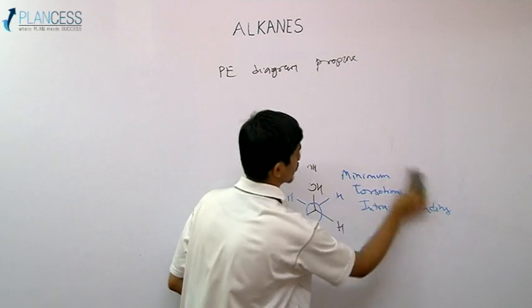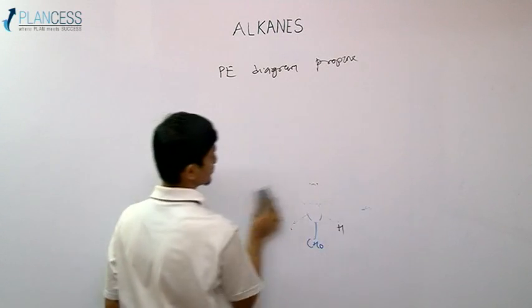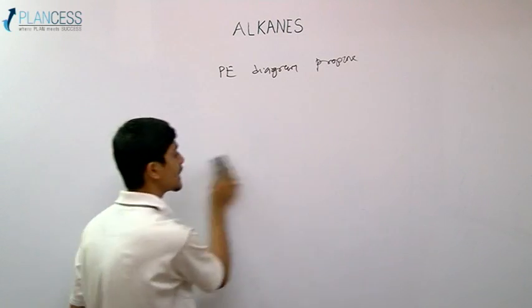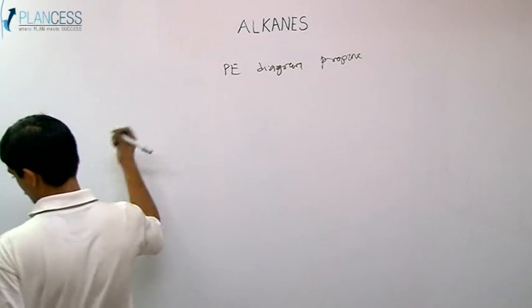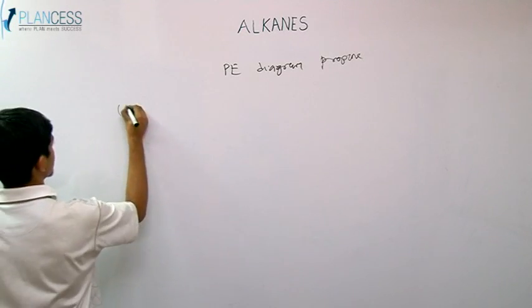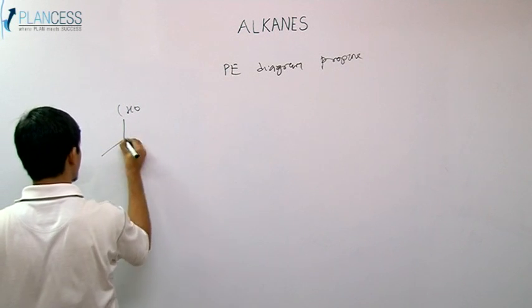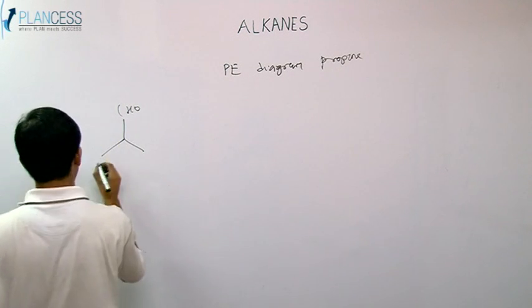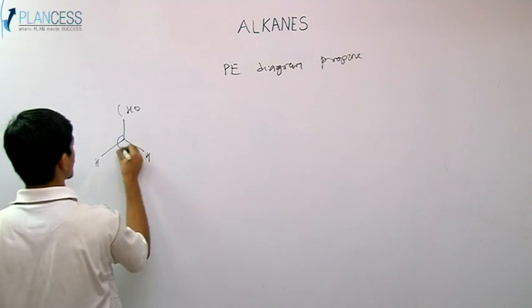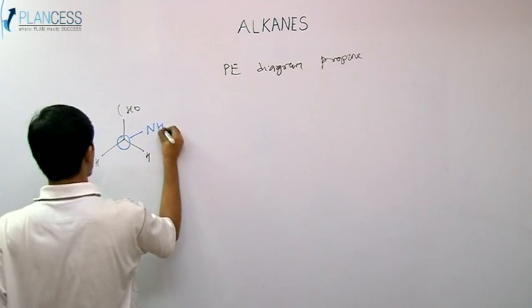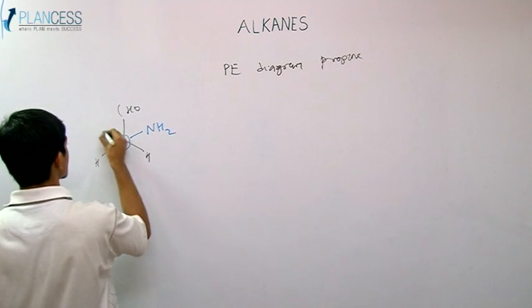So now as a final question of the lecture, let us consider 4 Newman projections and let us try to determine the stability order. The first Newman structure is CHO on the front carbon, then we have H, H, and on the back carbons we have NH2 and H and H.